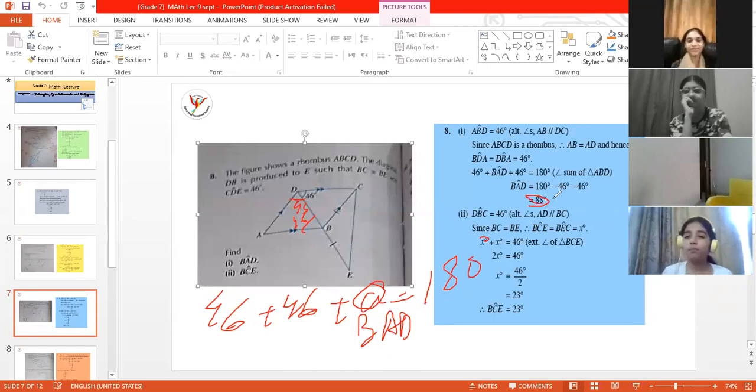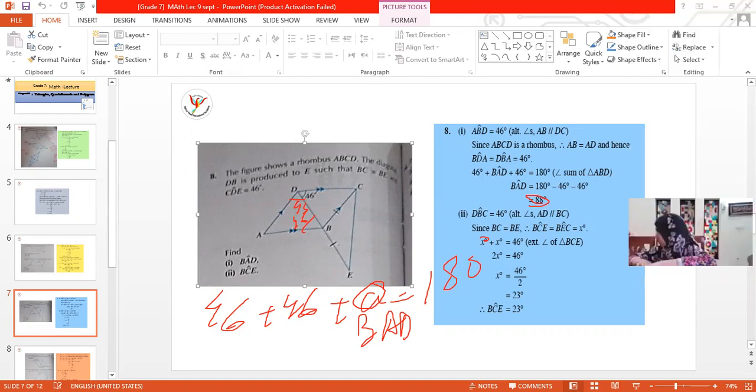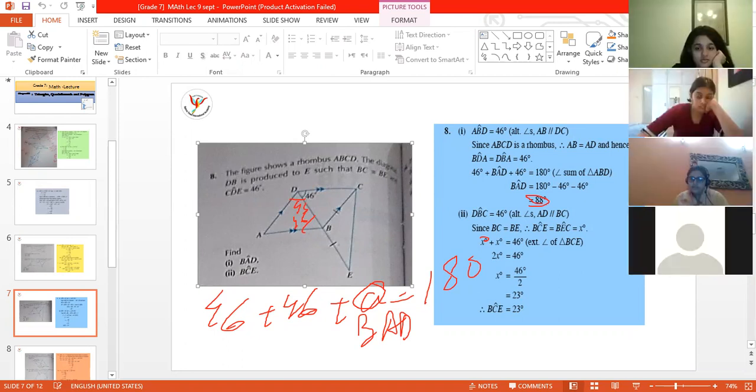Any confusion related to part number 1, then please raise your hand. Any difficulty? Any question related to part number 1? Yes, ma'am. Ma'am, I did not understand part number 1. Why?